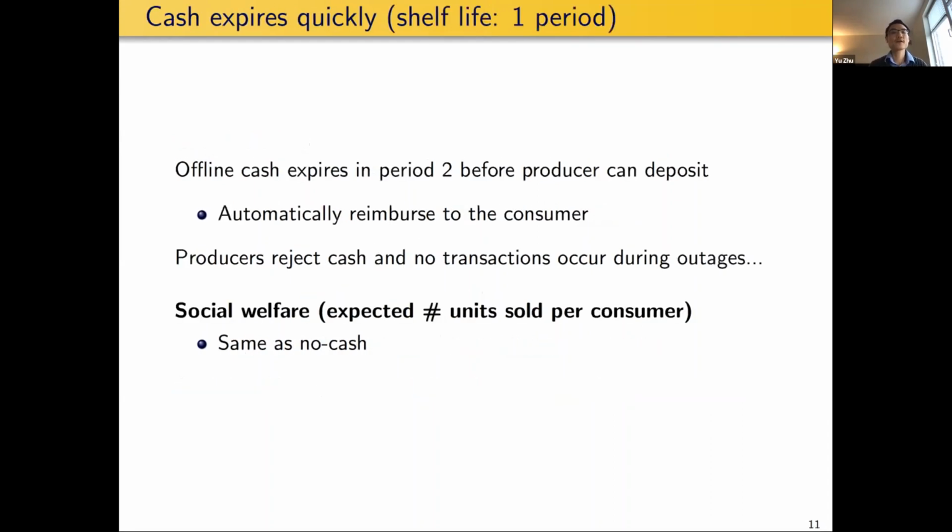Okay, now suppose there is an expiry date, but it's set too short. Say the cash expires at the beginning of period 2 before the producer can deposit. In that case, the producer doesn't have a chance to deposit, and the cash will be automatically reimbursed back to the consumer. Then producers realize they cannot get the money, so they reject the cash and no transaction will occur during an outage. So the social welfare actually goes down if you set an expiry date that's too early.